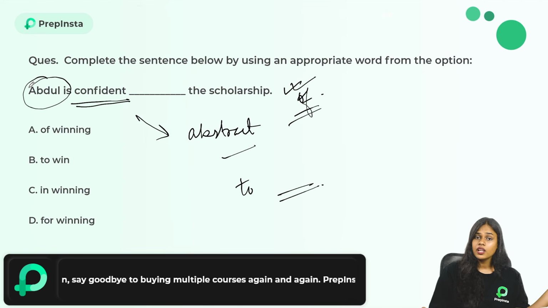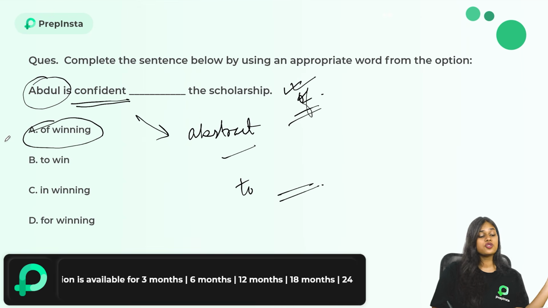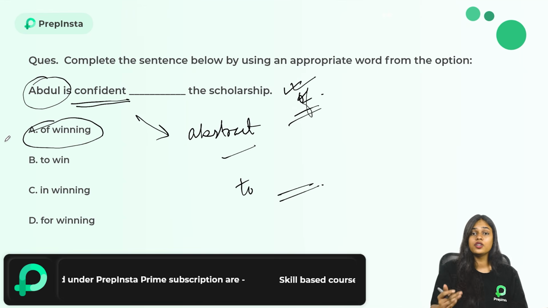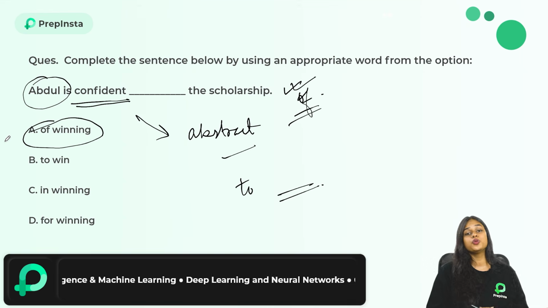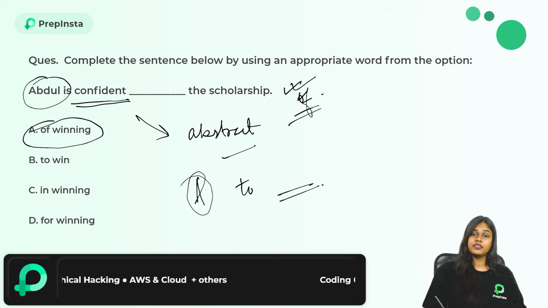scholarship, right? So the person is confident of winning the scholarship. Not confident to win. To win means that the person is intending to win. But here the person is very sure of winning. So we are going to use confident of winning the scholarship. So option A becomes the correct answer.